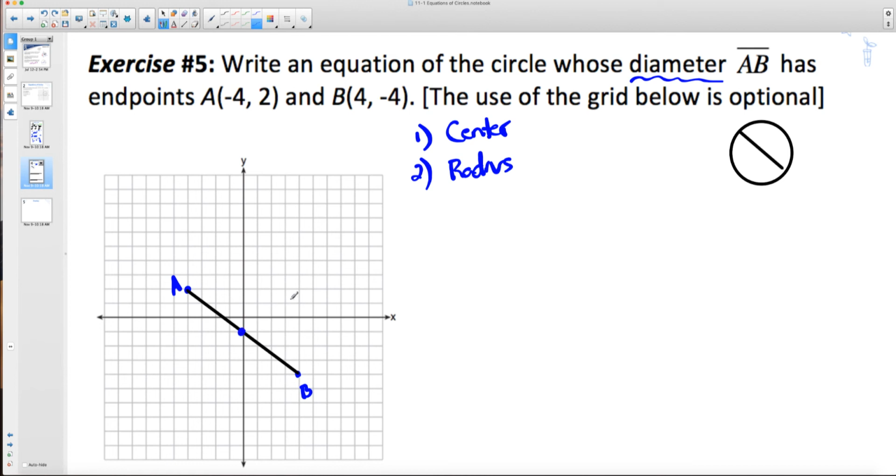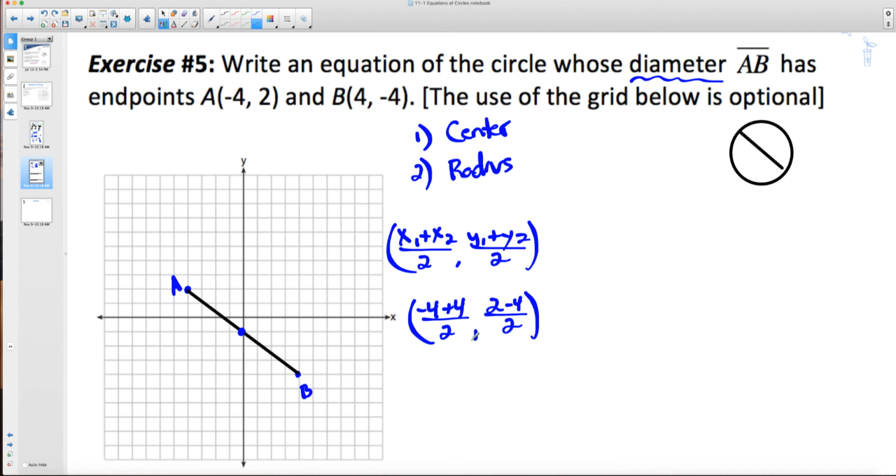We can kind of eyeball it and see that it's right there, but the midpoint would be x1 plus x2 divided by 2, y1 plus y2 divided by 2. So if I take my 2 endpoints of my diameter, negative 4 plus 4 divided by 2, and 2 minus 4 divided by 2, that's going to give us 0, negative 1, which is what I got just kind of eyeballing it. So that is the center.